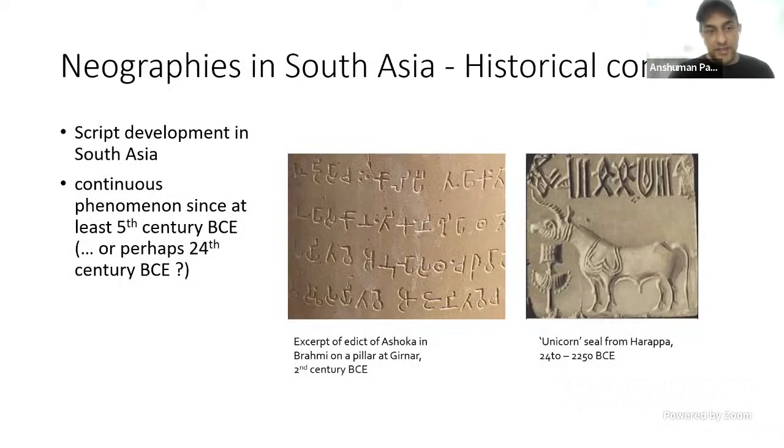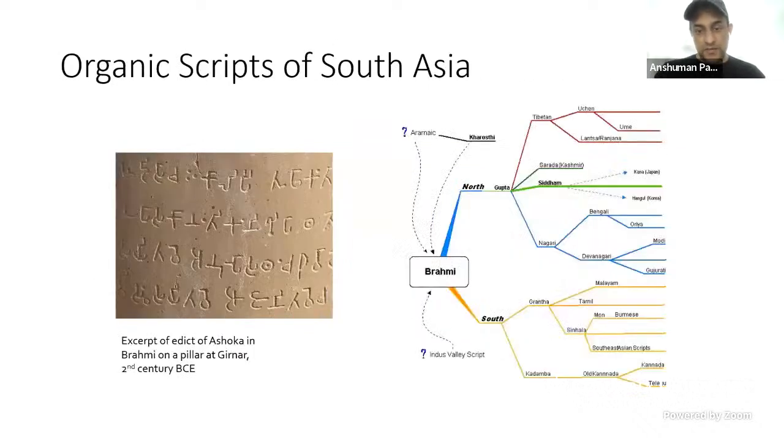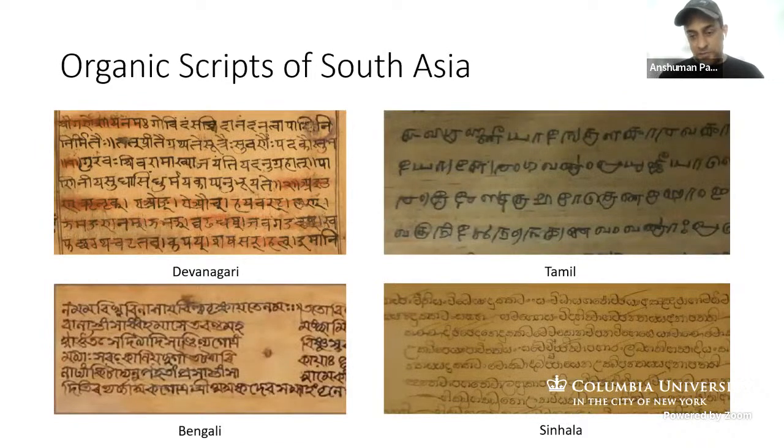So, neographies in South Asia, just a quick historical context. In a sense, we can consider that South Asia has been a site of continuous writing system development since either the Indus Valley civilization, depending on your point of view, going back to the 3rd millennium BCE, or, a little more tangible if you want to base your opinions on archaeological evidence, going back to at least the 2nd century BCE with the pillars put up by Ashoka. Since that time, from Brahmi, we have a proliferation of organic scripts of South Asia that have also made their way into Central Asia, etc., leading to very common scripts that we are familiar with across South Asia and also in other parts of the world.